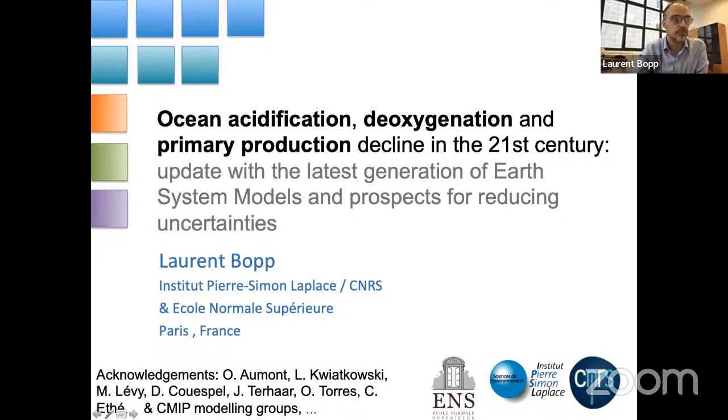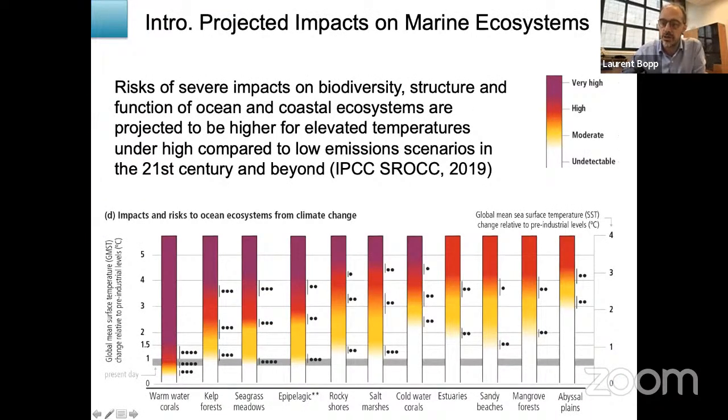So let me start with some very general considerations on the impact of climate change on marine ecosystems. This is a figure from the last special report of the IPCC on the ocean and the cryosphere, with this famous amber diagram that basically shows the risk of severe impacts on biodiversity, on the functions of the ocean and coastal ecosystems that are projected to be higher and higher for elevated temperature. And you see here a list of key ocean ecosystems, from coastal ones, warm water corals, kelp forests, seagrass meadows, but also epipelagic and open ocean ones.